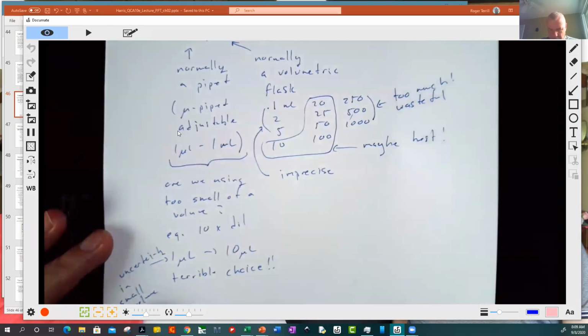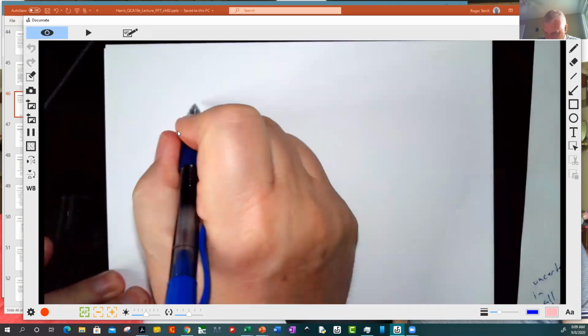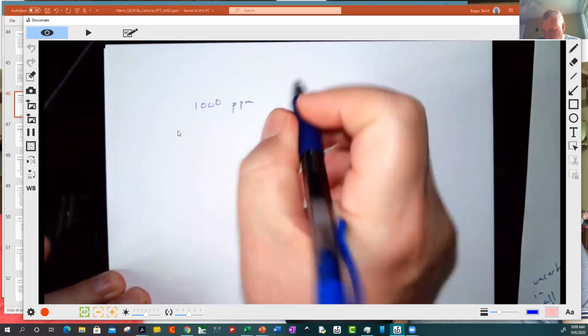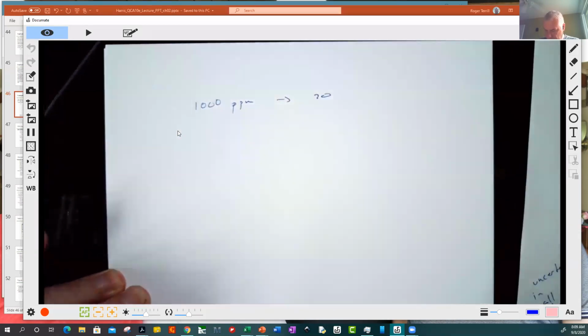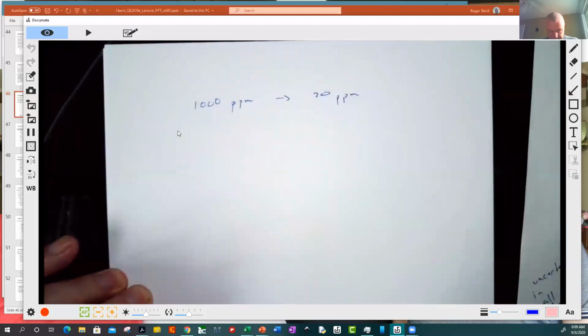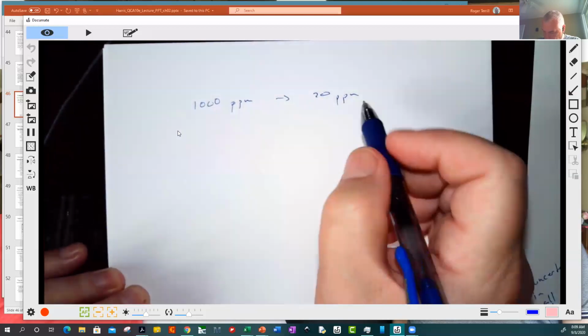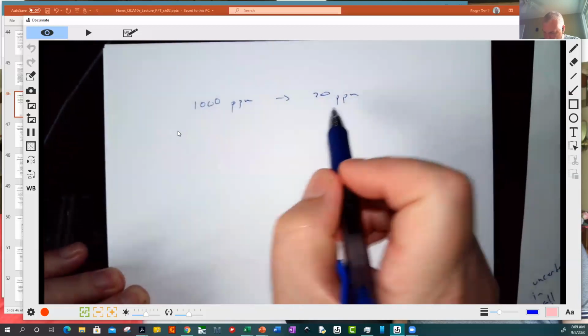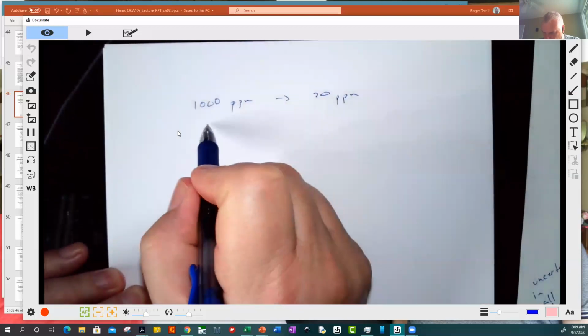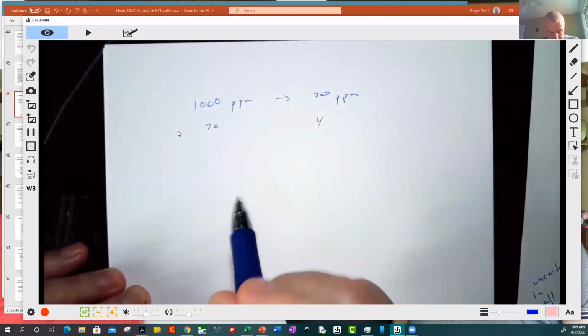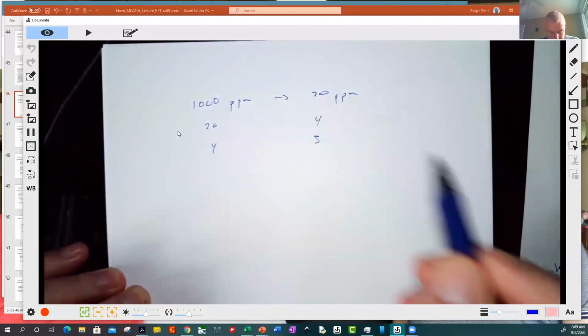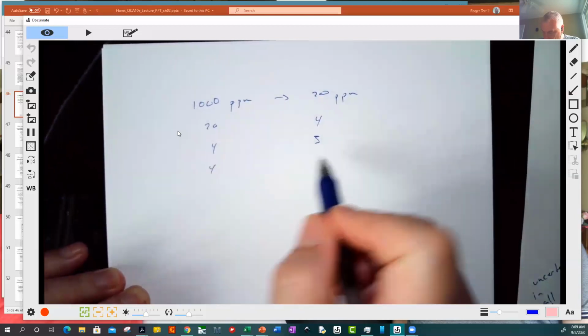So let me go ahead and start a new page here. If we have 1,000 parts per million and we want to go to 20, right? Then we're going to use... okay, sorry, and let's do another step here. Then we want to go from 20 to 4, from 4 to 3, and from 4 to 1, right?